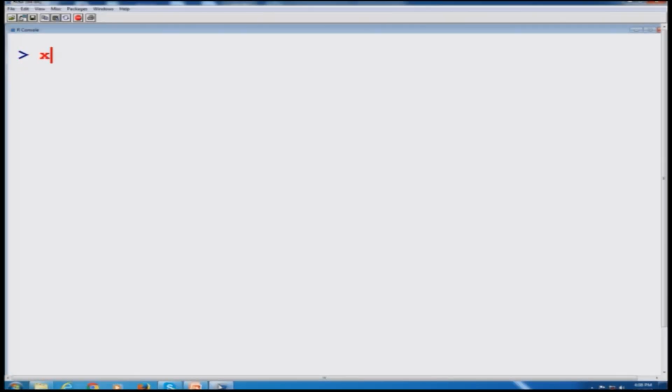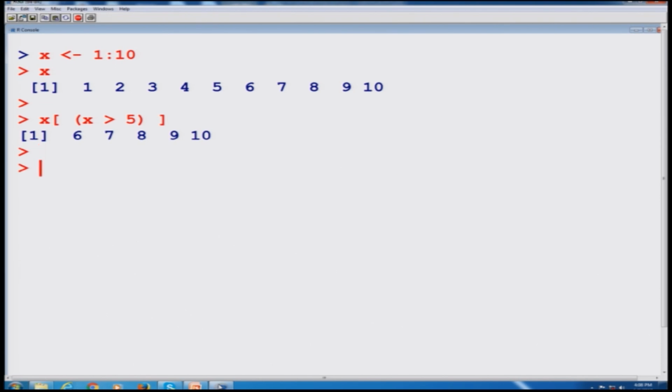So, I can write down here x as 1 to 10. You can see now this x is a sequence of numbers from 1 to 10. Now, I try to write down x greater than 5. You can see here that I am getting 6, 7, 8, 9, 10.